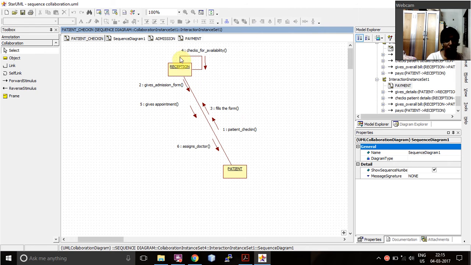And then the reception checks for availability of the doctor. And once he checks for it, he gives the appointment, which is process number 5. And then he assigns the doctor.